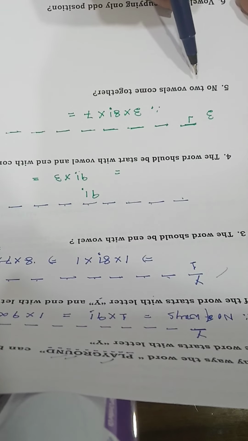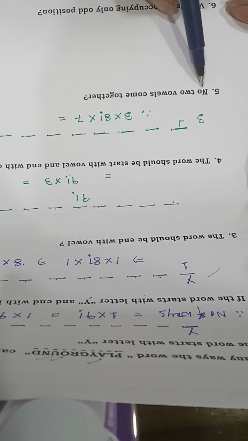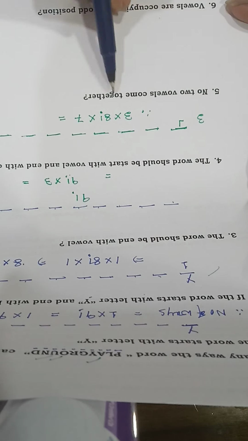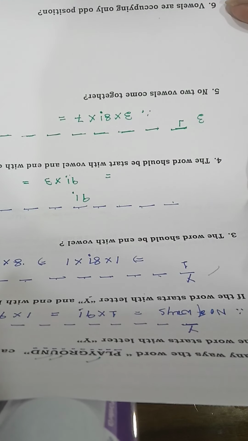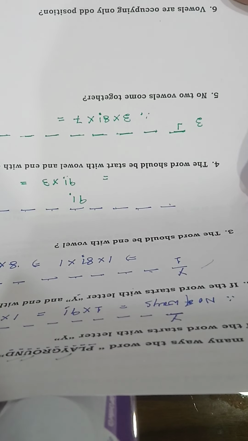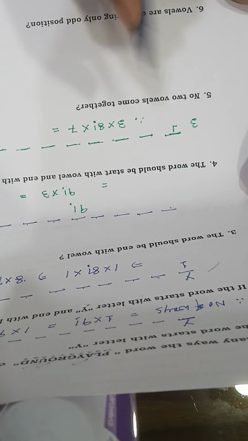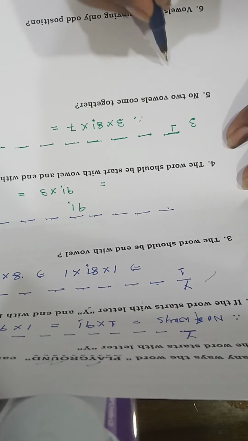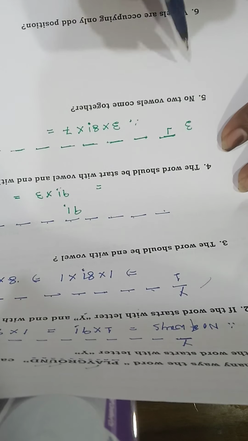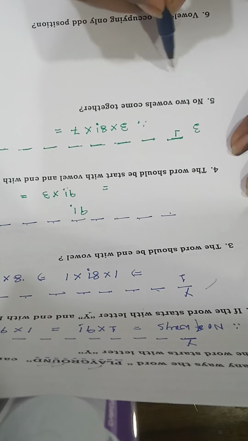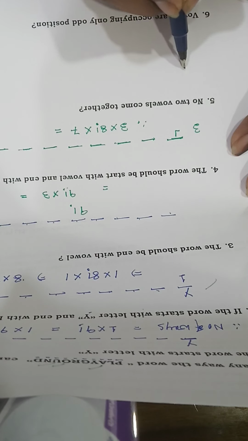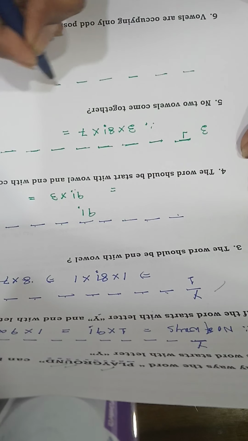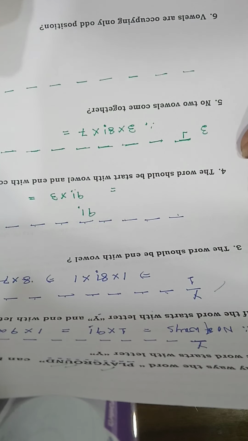Now the fifth one, no 2 vowels come together. We say that no 2 vowels come together means vowels do not come together, either 2 or 1. So no 2 vowels come together means again not together. This is a shortcut method. Say there are 10 places: 1, 2, 3, 4, 5, 6, 7, 8, 9, 10.